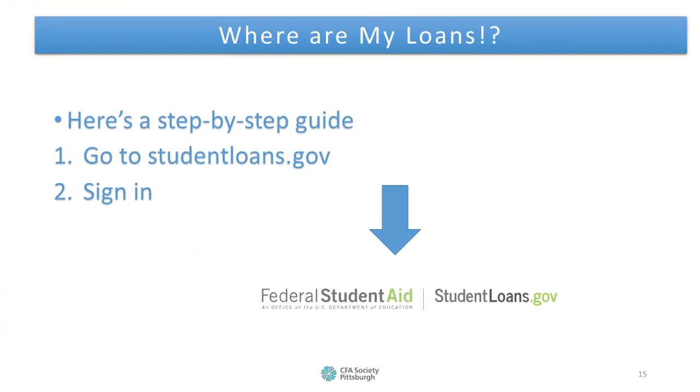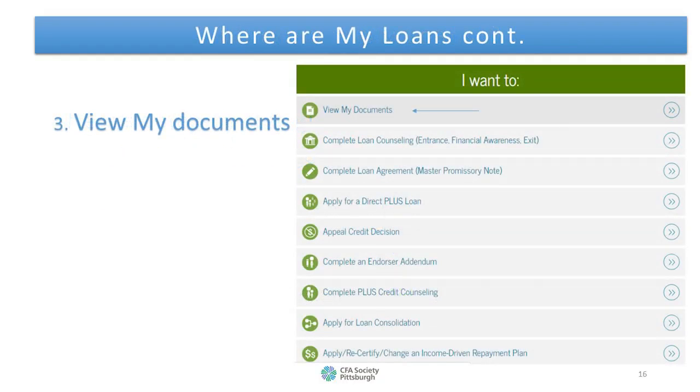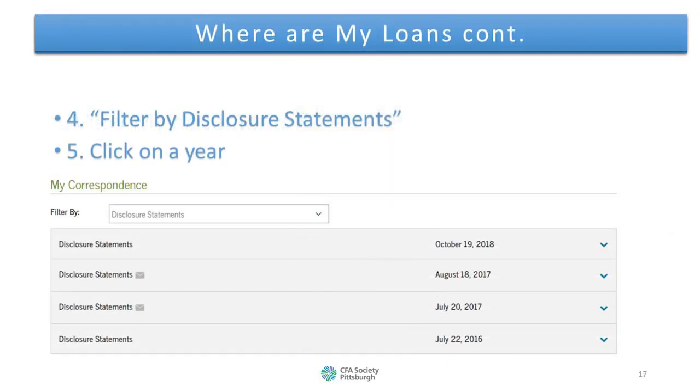First, you would want to go to studentloans.gov and sign in with the username or password that you created whenever you started the program. You would want to view My Documents, which is the first thing that you'll see whenever you enter the system. So you will simply click on that. You would want to filter by disclosure statements. There's a box up there, it's pretty easy, and you want to click on the most recent year for the filing date so you have the most accurate representation of your student loans.